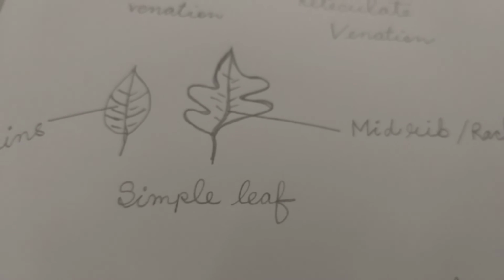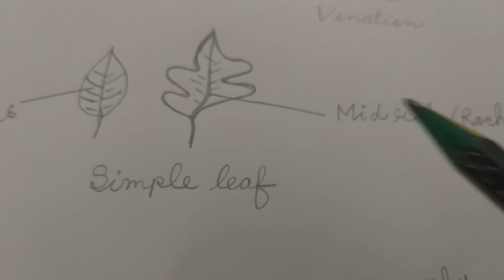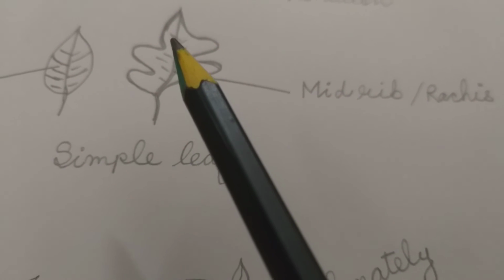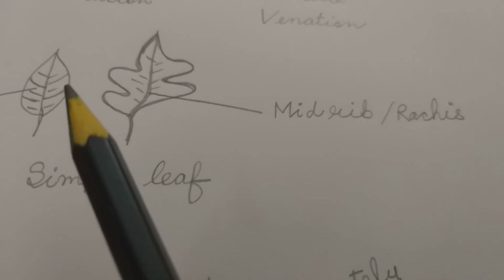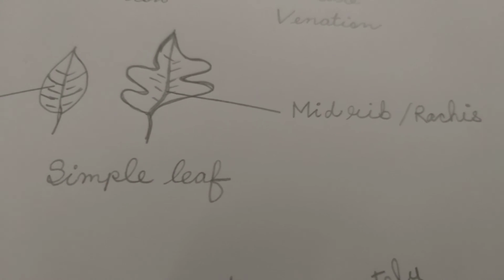These are simple leaves. This is called the midrib or rachis, the main axis of the leaf, and these are the veins and the veinlets.